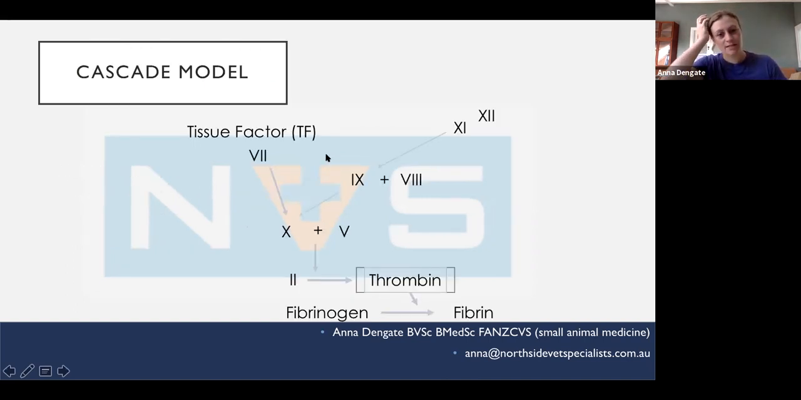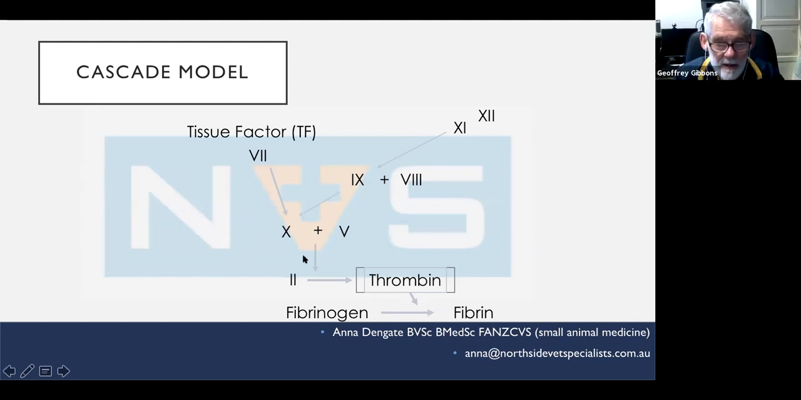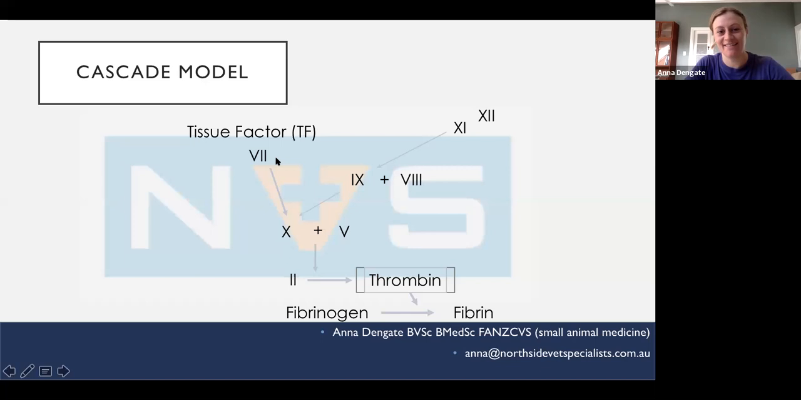So first things first, this is a familiar model of coagulation. Does everybody remember this from uni, trying to remember all the Roman numerals and not really knowing which one was important and which one wasn't? Definitely. So we've got the extrinsic pathway and the intrinsic pathway. And then we've got the common pathway. So the pathway that everything goes through to form a clot.